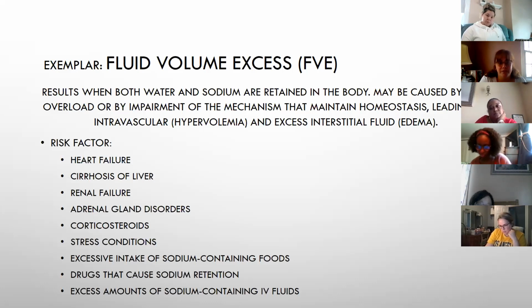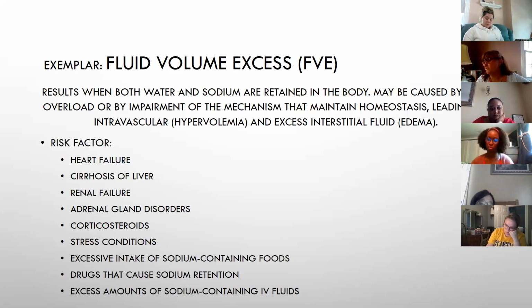Things we see: heart failure, that's probably the number one thing we're going to see this semester. Cirrhosis of the liver, we see a lot of it. We see ascites in the belly, all sorts of fluid volume shifts. Renal failure. Obviously, if your kidneys are not filtering and getting rid of fluid and waste, we're going to have an excess in our body. Adrenal gland disorders, overuse of steroids. We need to be careful when giving long-term steroids.